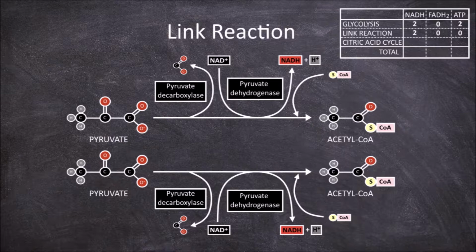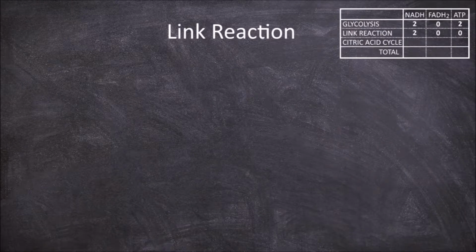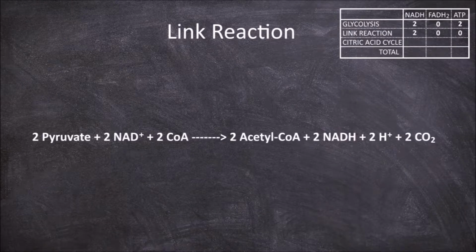These acetyl-CoA molecules are able to directly enter the citric acid cycle and complete the link between glycolysis and the citric acid cycle. The overall equation of the link reaction is 2 pyruvate plus 2 NAD plus 2 coenzyme A gives you 2 acetyl-CoA, 2 NADH plus 2 hydrogen plus 2 carbon dioxide. This takes our net total for 1 molecule of glucose to a total of 4 NADH and 2 ATP at the end of glycolysis and the link reaction.